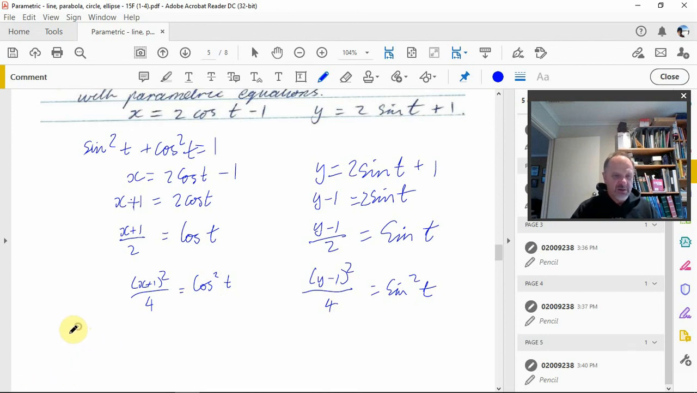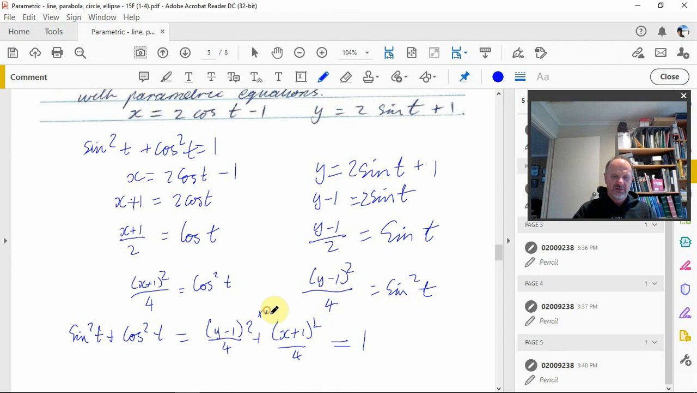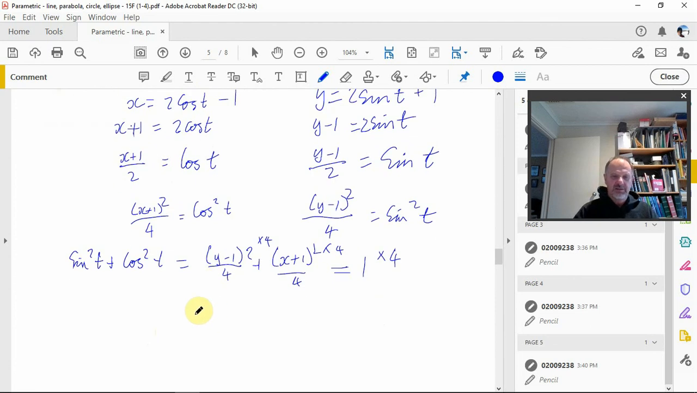So what do we know here then? We know that sine squared t plus cos squared t is equal to (y minus 1) squared on 4 plus (x plus 1) squared on 4. And of course that is equal to 1, because it's the Pythagorean identity. So if I take that result and multiply each of the terms by 4, we get that (y minus 1) squared plus (x plus 1) squared is equal to 4. And so there's our equation of our circle. It's got a centre of (-1, 1) and a radius of 2, this particular one.